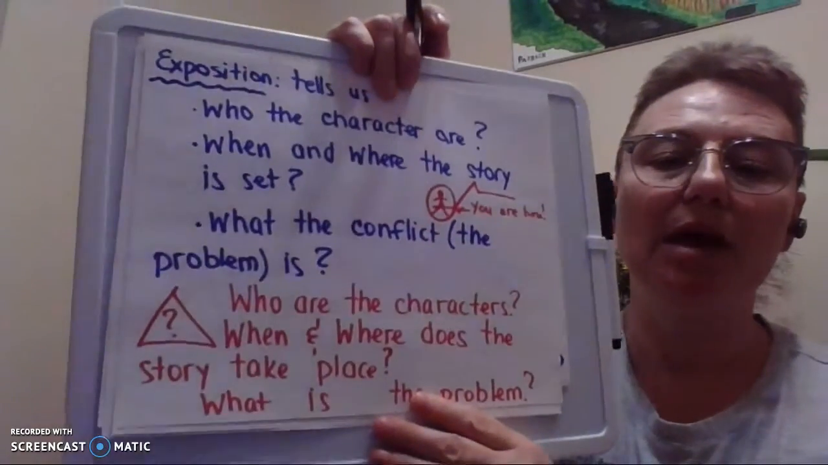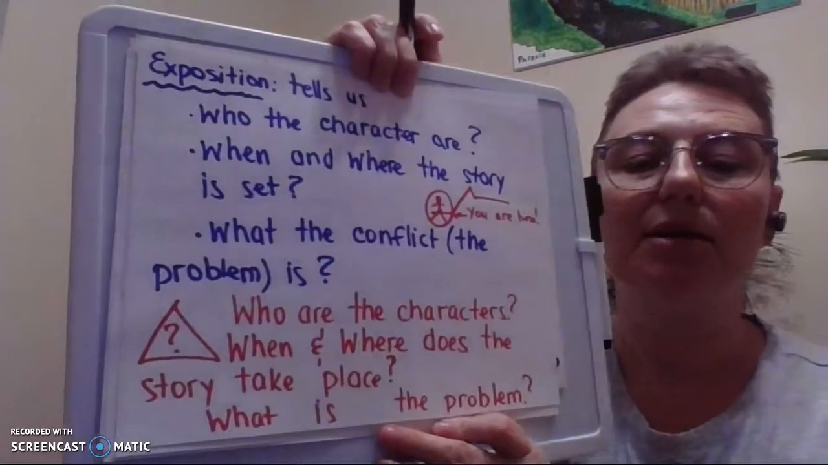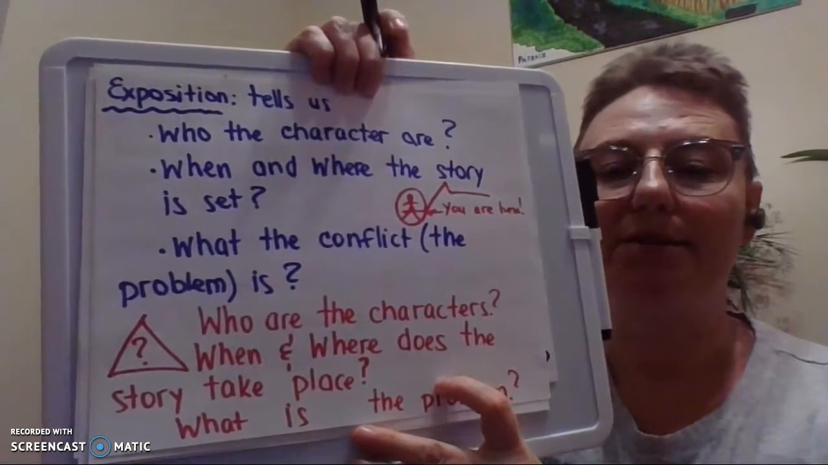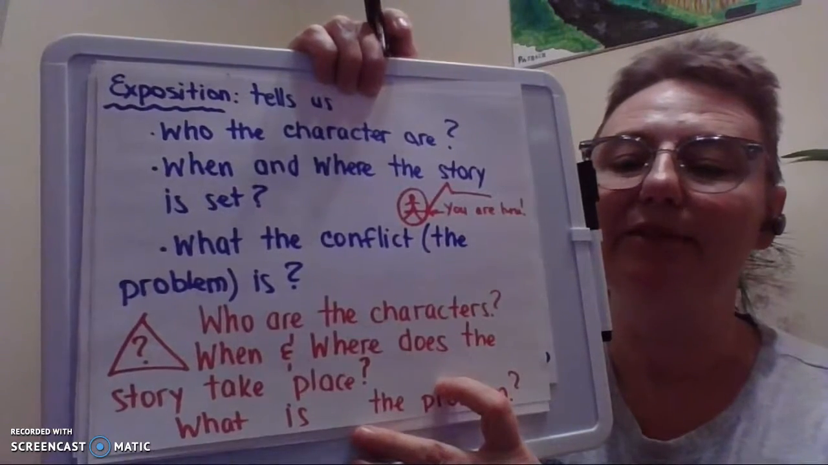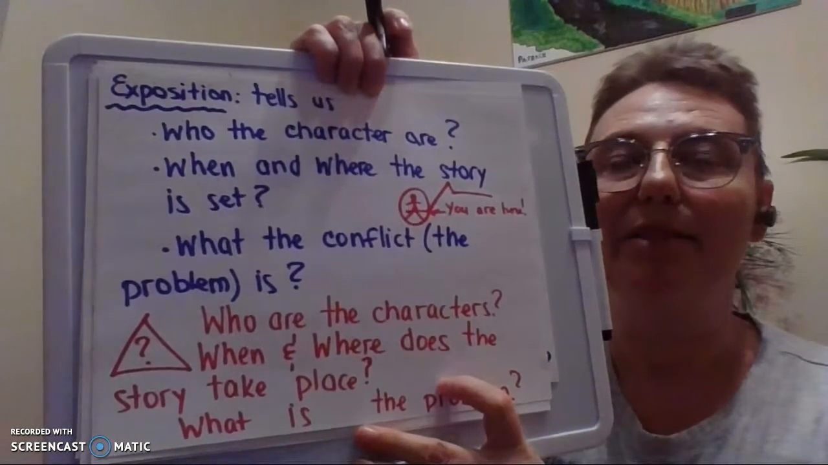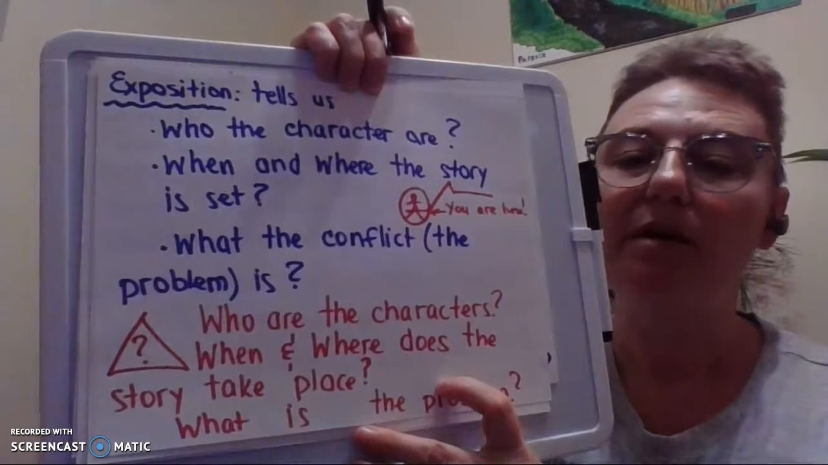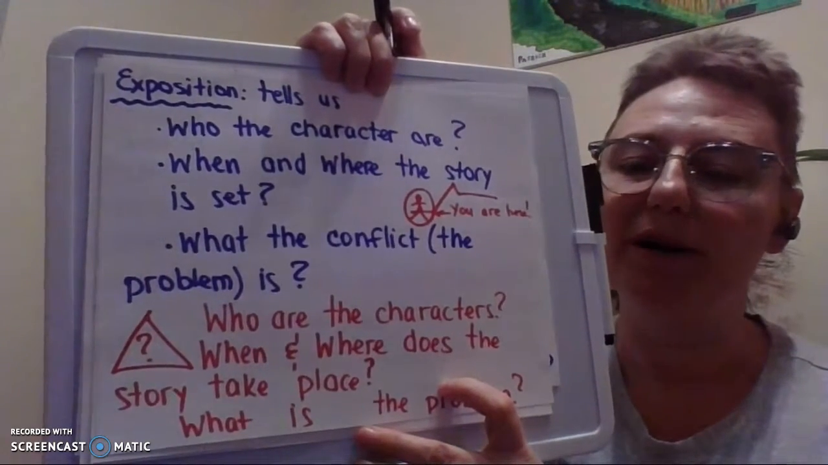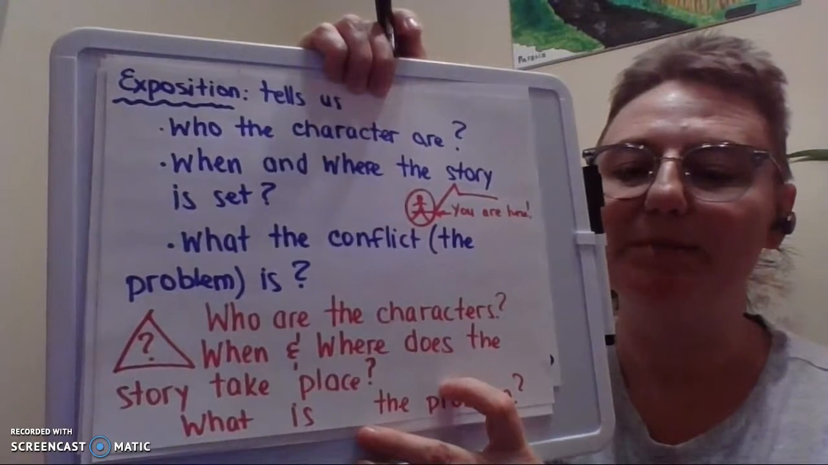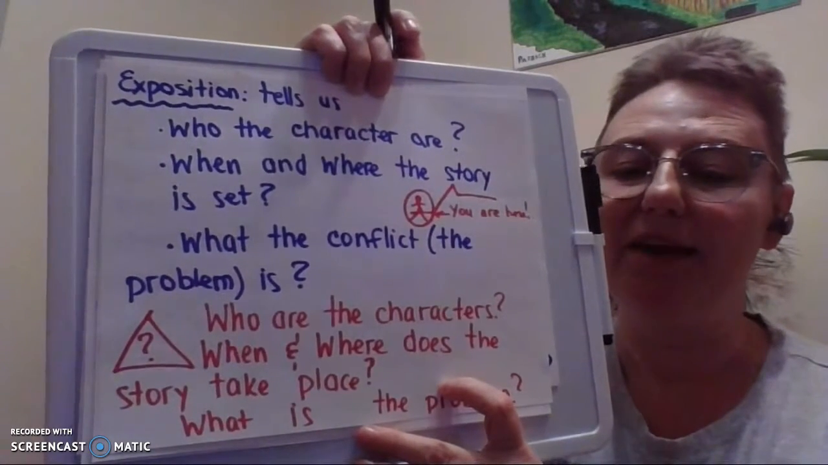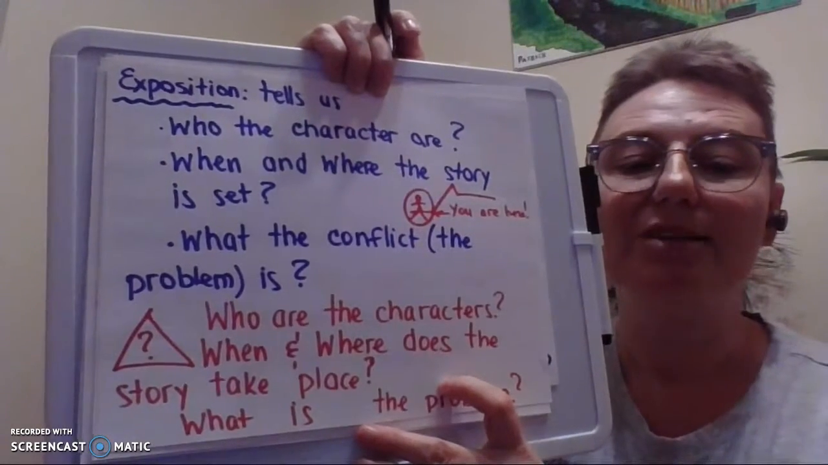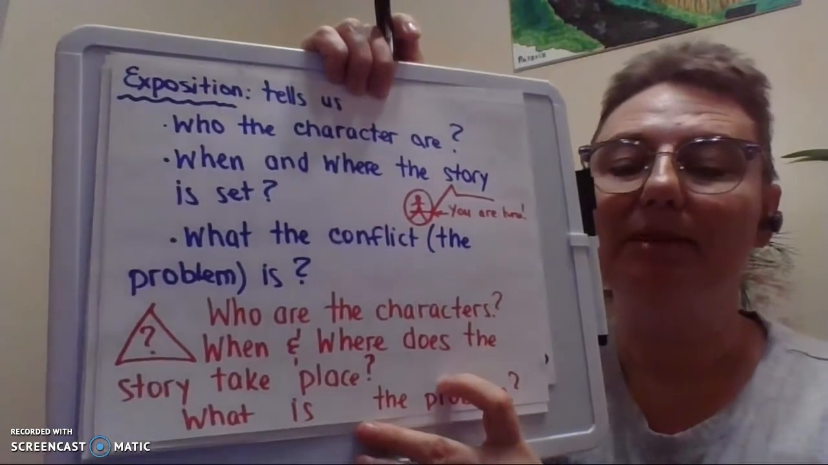Well, exposition is the first part. It actually tells us who the characters are, when and where the story is set, as well as what the conflict, also called the problem, is. So, the question that you will have when you're looking for the exposition in the story's plot would be, who are the characters, when and where does the story take place, as well as what's the problem.